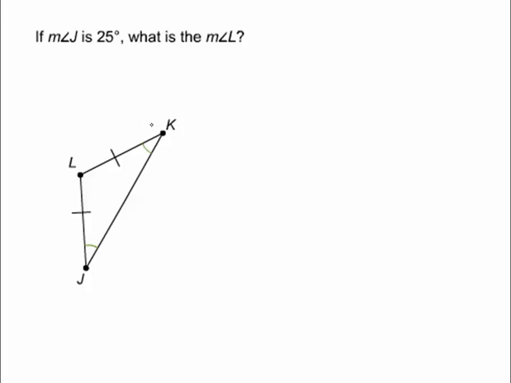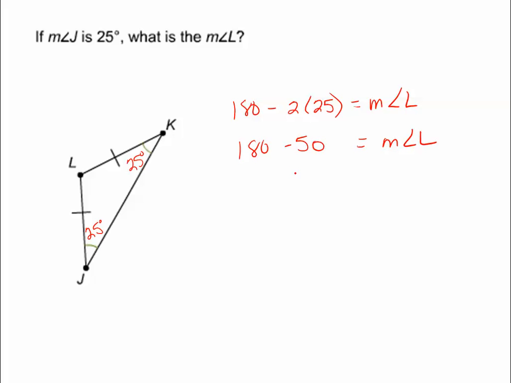Okay, it says if the measure of angle J is 25, what is the measure of angle L? So J is 25, which means that K is 25. So I'm going to take 180 minus 2 times 25, which will equal the measure of angle L. So that's going to be 180 minus 50. 180 minus 50 is going to give me 130 degrees as the measure of angle L.